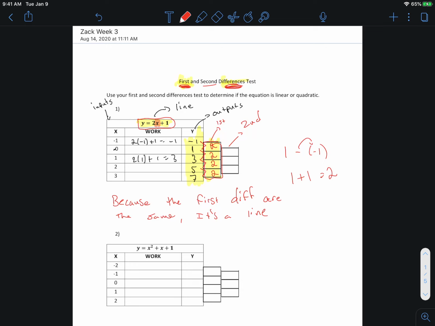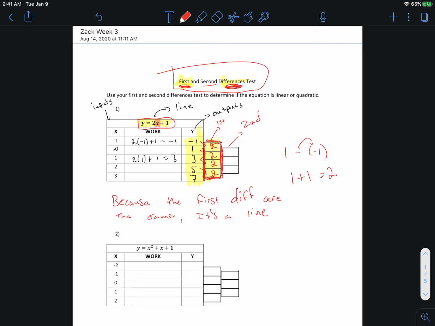It's always just going to go on forever in an up 2 over 1, up 2 over 1, up 2 over 1 pattern, right? So this is your way of actually mathematically checking that that is true. Does that make sense? Yes. So that's the first difference piece.